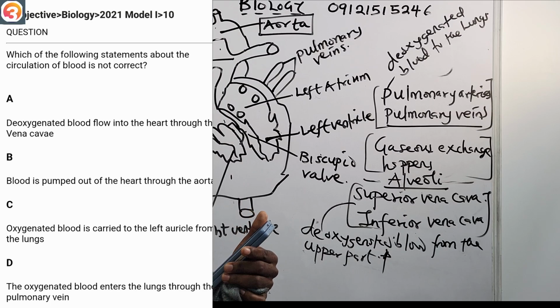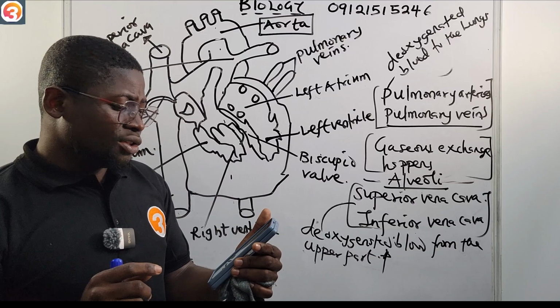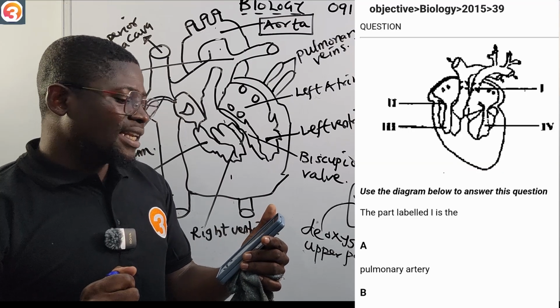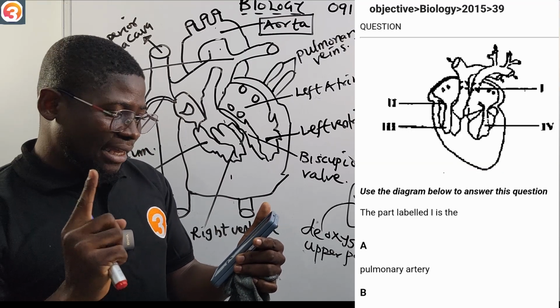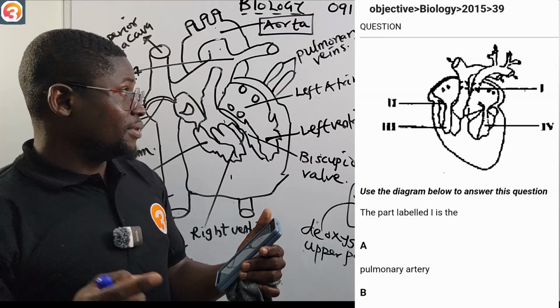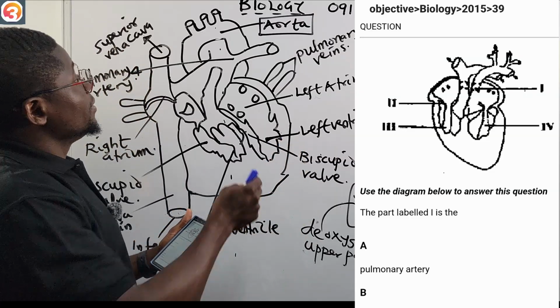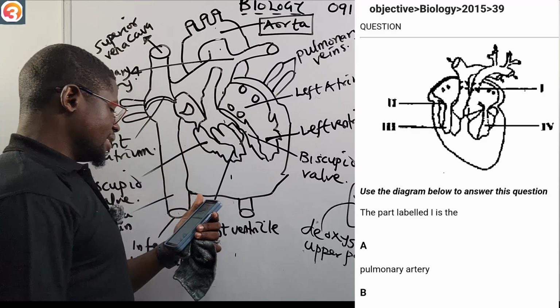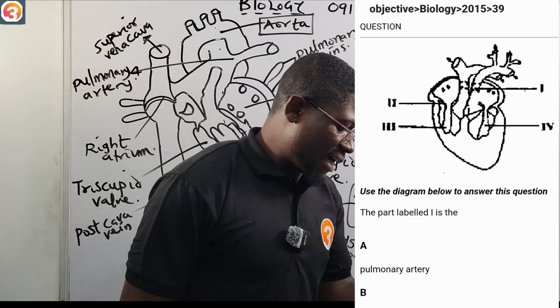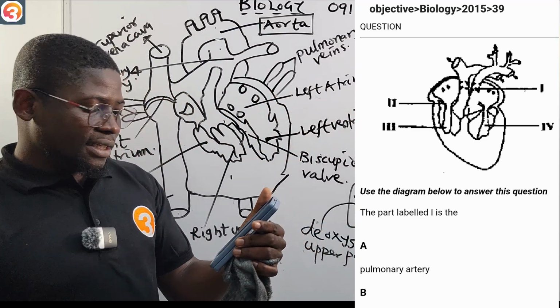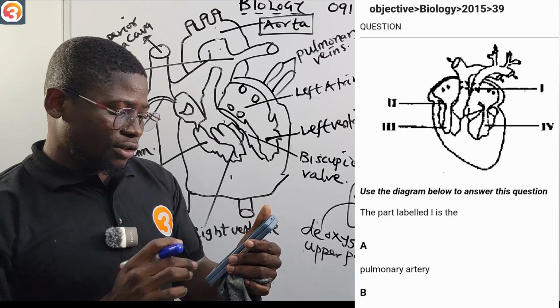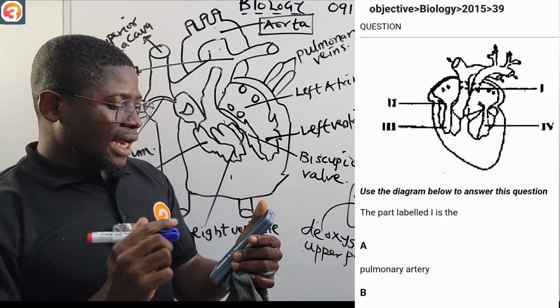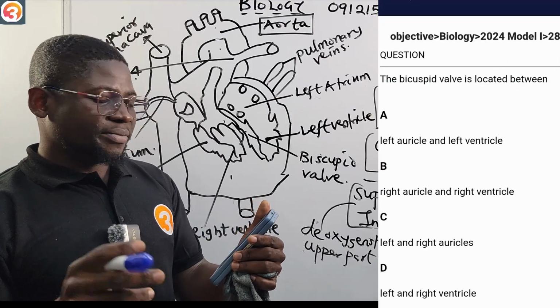2015, number 39. Use the diagram below to answer this question. The part labeled 1 is obviously the pulmonary artery. A says pulmonary artery, B says bicuspid valve, C aorta, D says vena cava. The correct answer there is option A.